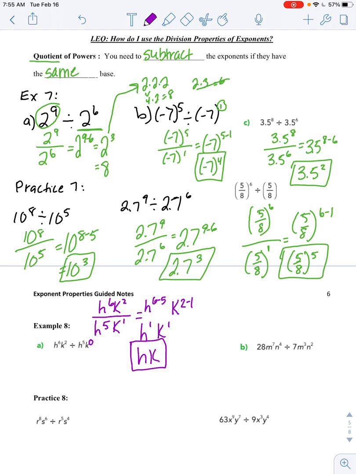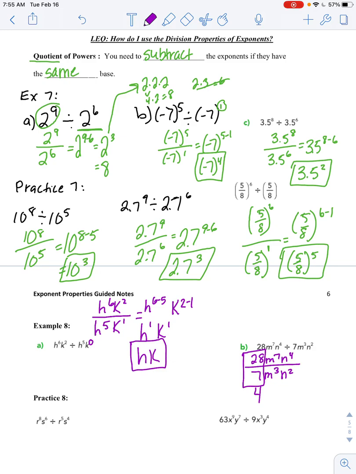Okay, B, we have 28 times m to the 7th times n to the 4th divided by 7 times m to the 3rd, n to the 2nd. So go ahead and stack those, 28m to the 7th, n to the 4th, divided by 7, m to the 3rd, n to the 2nd. Okay, so we have 28 divided by 7. We could actually go ahead and do that since those are numbers. 28 divided by 7 is 4.